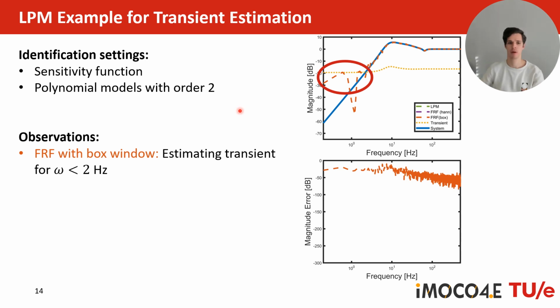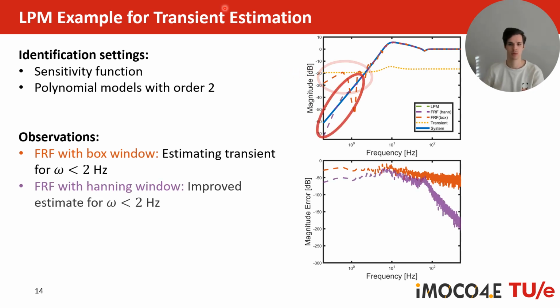If we apply a traditional frequency response function with a boxcar window, you can clearly see in the top plot here that for lower frequencies below 2 Hz, we are actually estimating the transient instead of the system itself, which is of course very undesirable. If we apply a Hanning window, we can already significantly reduce the effect that the transient in yellow has on the frequency response function, and we get a much closer result to the true system.